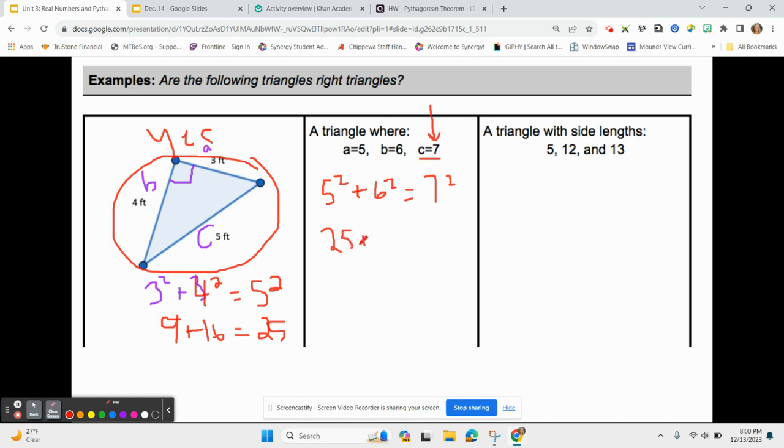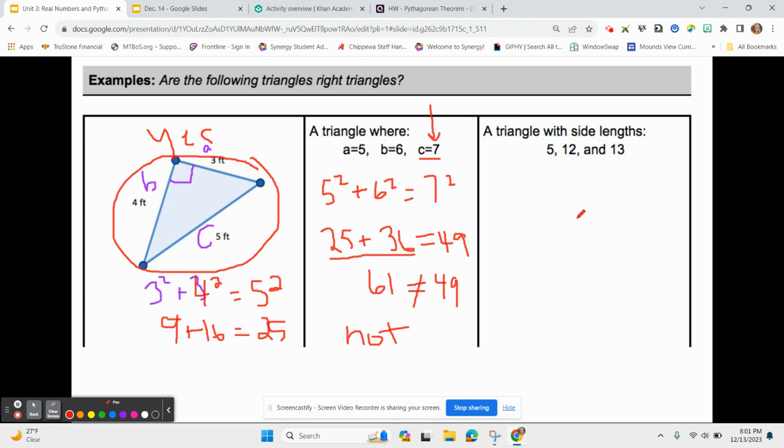25 plus 36. We want to know, is that equal to 49? So right here, if I add these together, I get 61. Is that equal to 49? Not a chance. This is not equal. This does not make a right triangle.